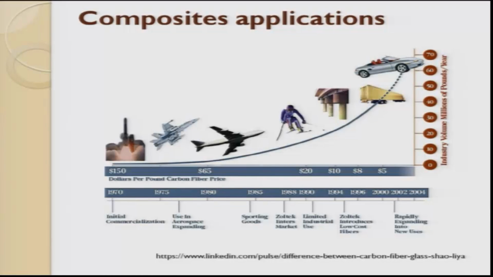So, this graph tells you, the bottom tells you about the year from 1970 to 2004. So you can see the usage of composite materials in various industries has increased, and also the amount of money which is getting invested, in millions of pounds per year, is shown in this graph. This is an old graph, 2004, and the graph keeps exponentially increasing even today for various applications.